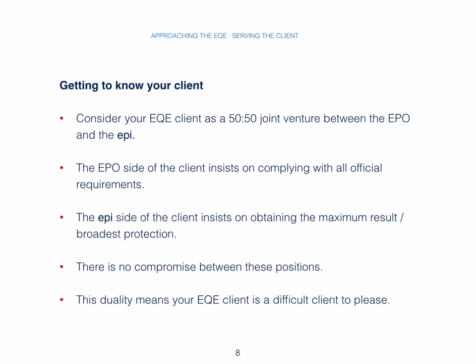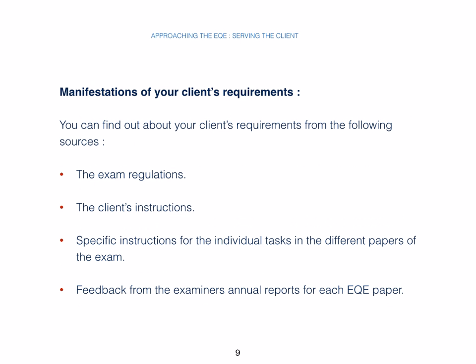And these two requirements are combined, and there is no compromise between these two positions. You have to comply with all requirements, and you have to get the maximum result, and you have to do it instantaneously. The duality between these two positions of the client means that the EQE client is going to be a difficult client to please. How then does the EQE client manifest its requirements?